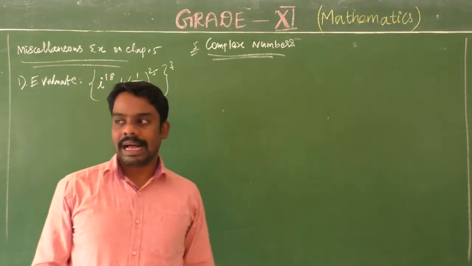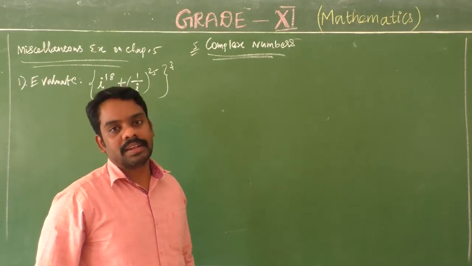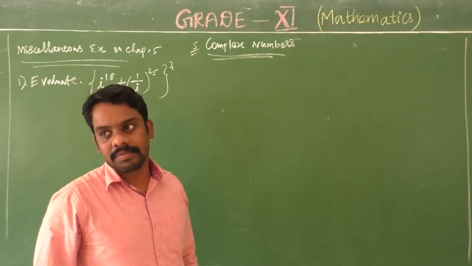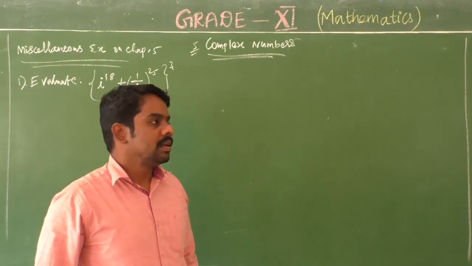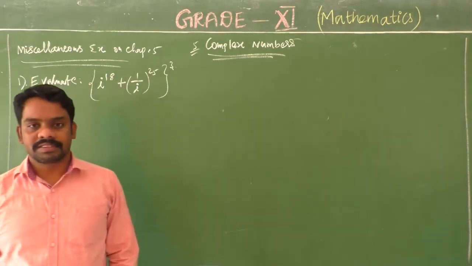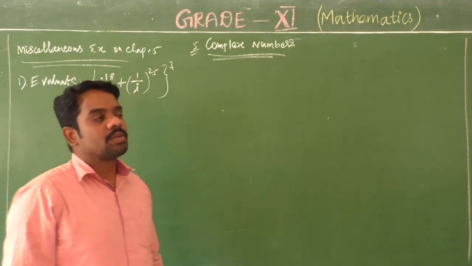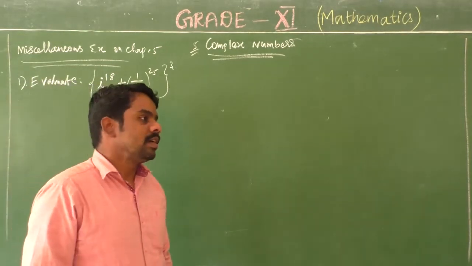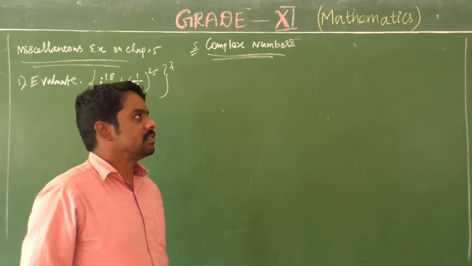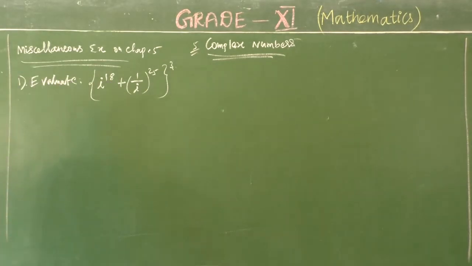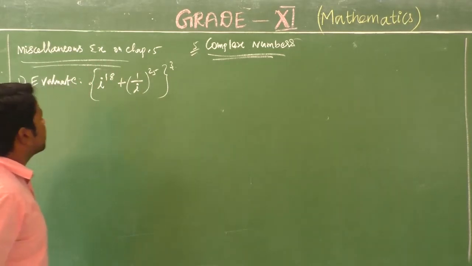Already you know the rectangular form of a complex number, the standard form a plus ib, the polar form of a complex number, and quadratic equations of complex numbers. Here the polar form and roots of complex numbers are deleted portions, but I already taught the polar form, a very important topic. Next, the miscellaneous exercise on chapter number 5.